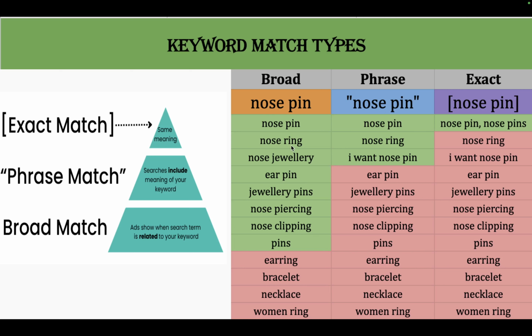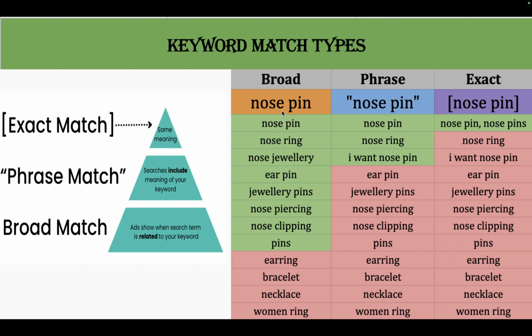So maybe your ad will show when exactly the same keyword is being typed in Google, or when any combination of these two words is being used. Let's say when somebody types jewelry pins, your ad may show up. When somebody types nose piercing, your ad may show up. When somebody even types just one single word, pins, this word can show the ad because pin has some form of relation with the keyword in broad match.